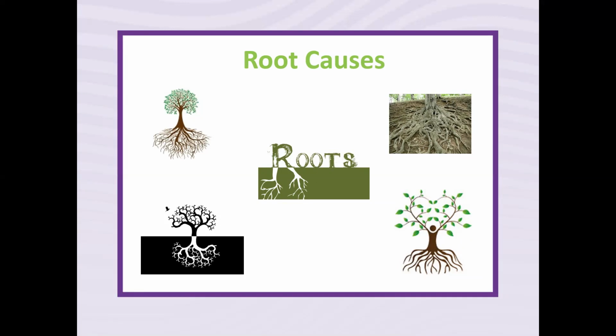Identifying the root causes is one of the most important steps in the planning process. Oftentimes, groups of community members, regardless of their age, determine a problem they'd like to address and then immediately begin brainstorming ideas of what they can do to address that problem. This leads to solutions that may not address the real cause of the problem and therefore will not be effective.